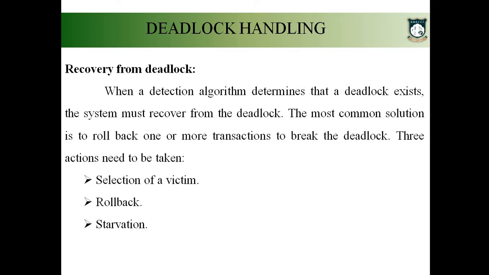Every time you will be choosing T5 as a victim, and every time if you choose T5 as a victim, what happens? T5 will never complete its execution because you are always choosing T5 as a victim. So this leads to starvation. How to avoid this starvation?